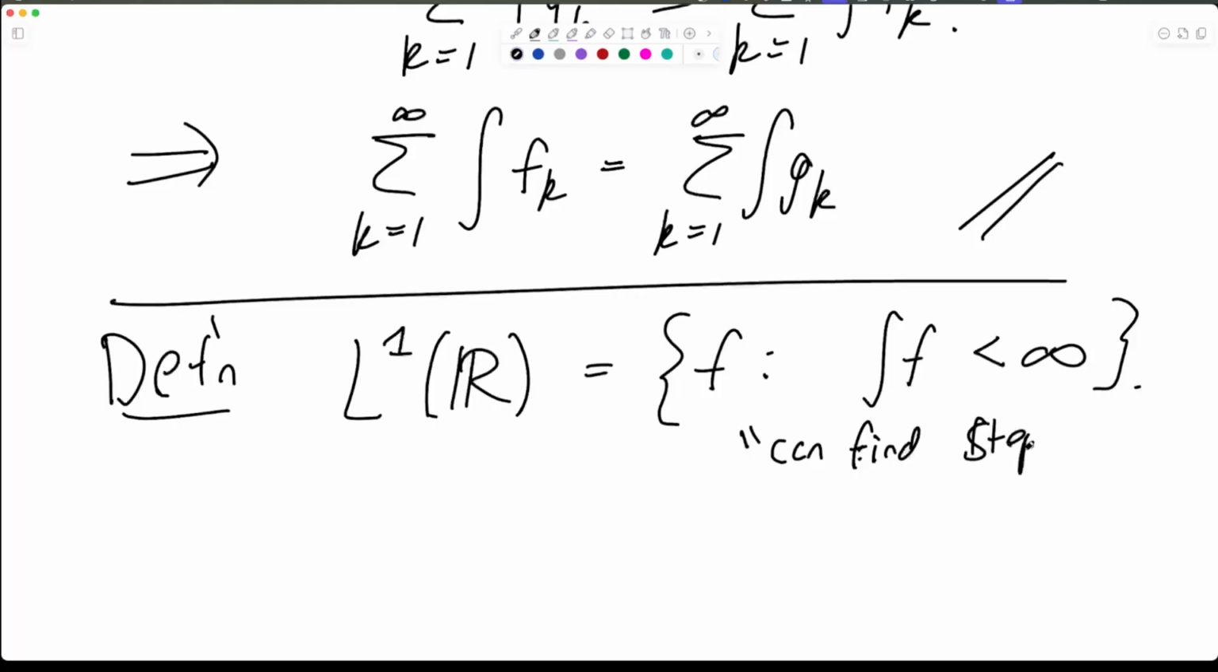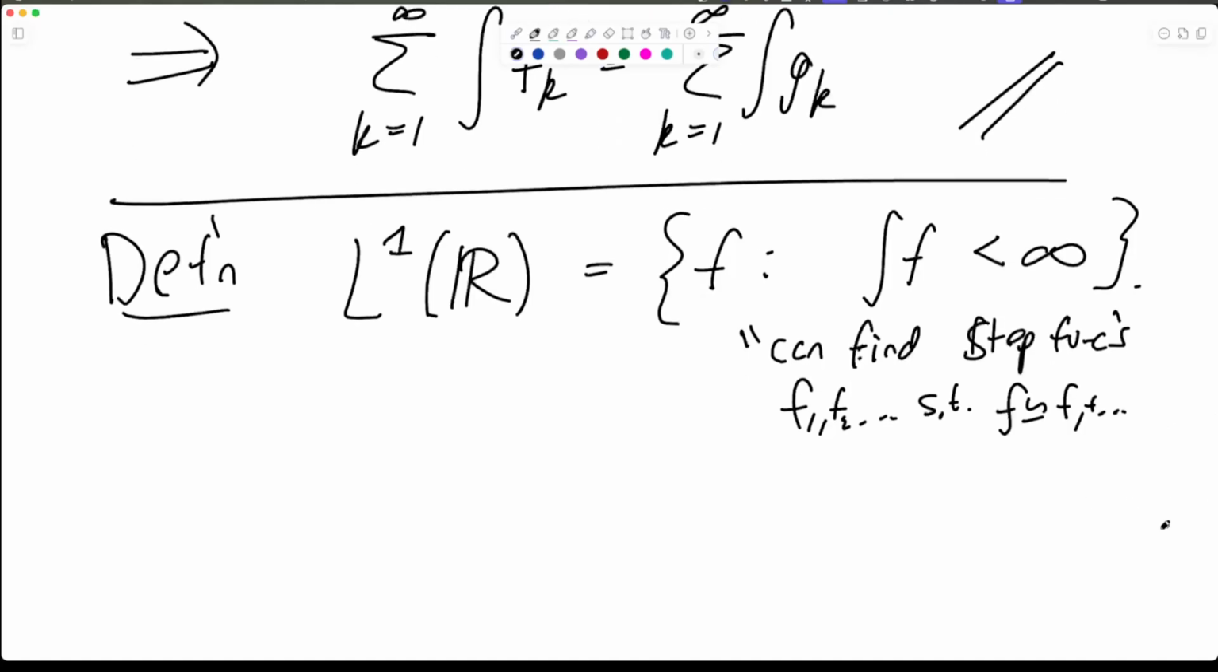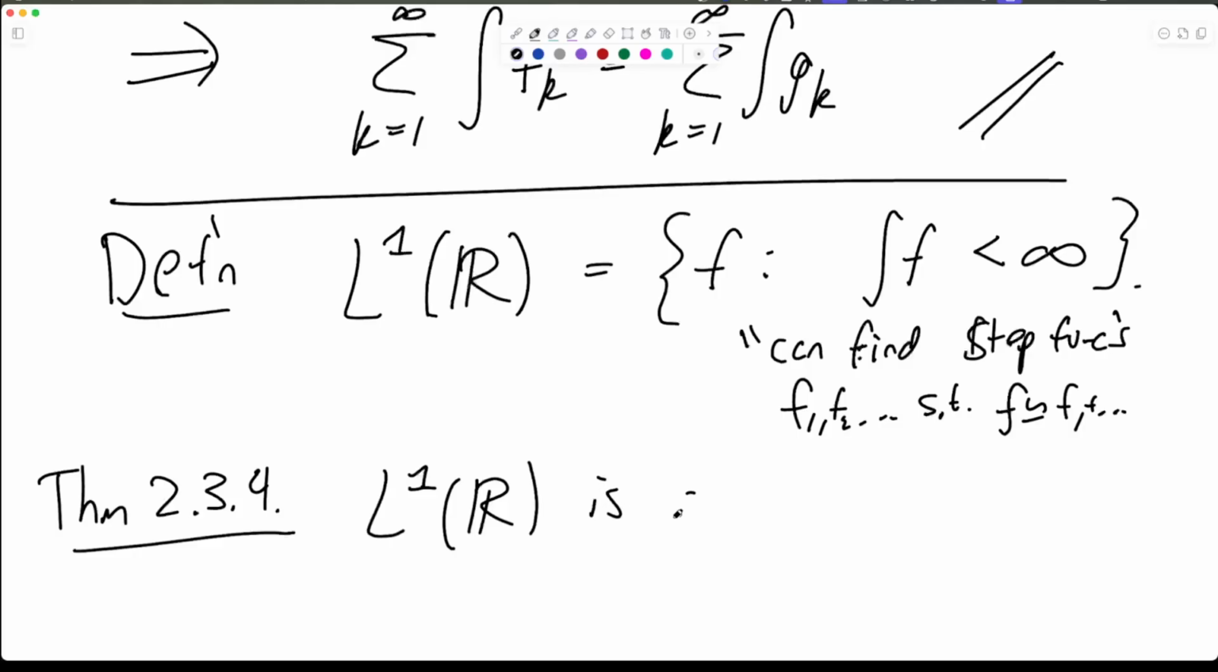step functions f1, f2, dot dot dot, such that f is like this, right? So anytime you have a function that can be written as a sum of step functions in the way we said, then you can find its integral. Its integral is the limit, the sum of the integrals of the step functions, that infinite sum. And that is a space called L1 of R. And that space is a vector space. So this is theorem 2.3.4. L1 of R is a vector space.